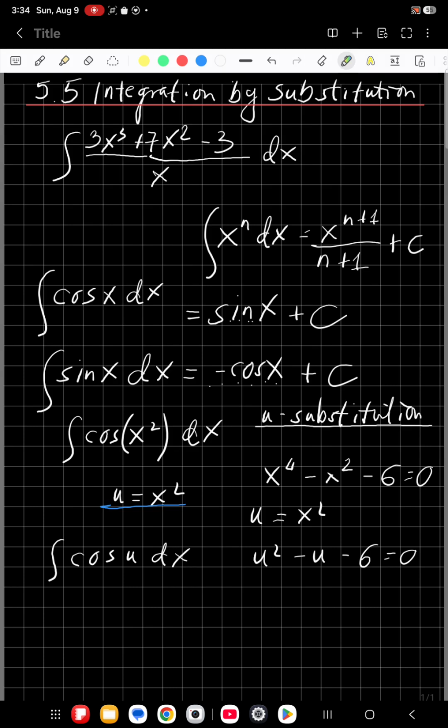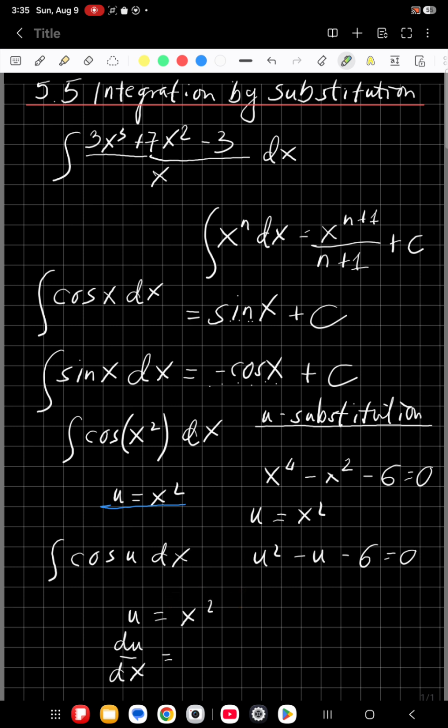The way I would go about it, I would take u equals x squared and simply differentiate both sides with respect to x. So it would be du over dx equals, differentiating with respect to x, just 2x. Don't get confused: now I'm taking a derivative, so I'm moving that 2 to the front and subtracting 1.